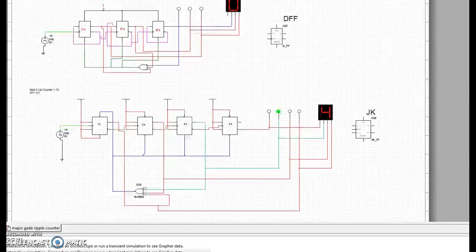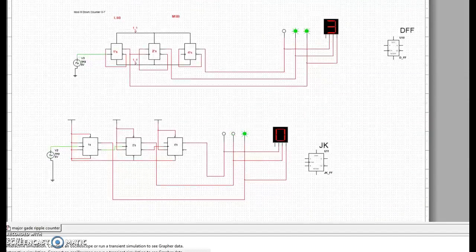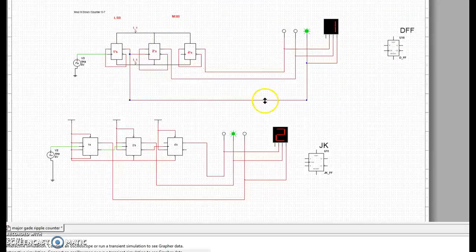Alright, we're going to go to the 2 at the bottom. These are going to be the ones that count down. Oh man, I messed that up, sorry. 3, 0, 1. This one counts down. This one counts up. This one's going to be the truncated.